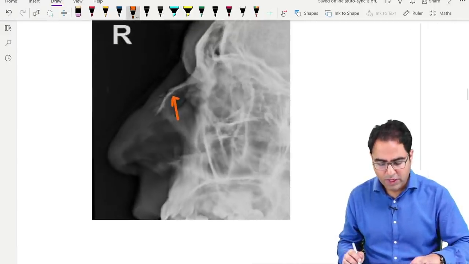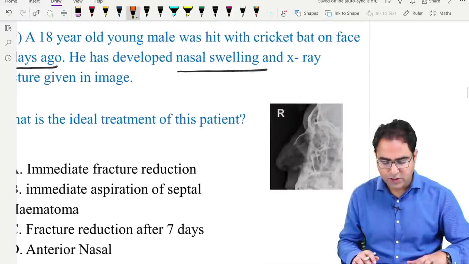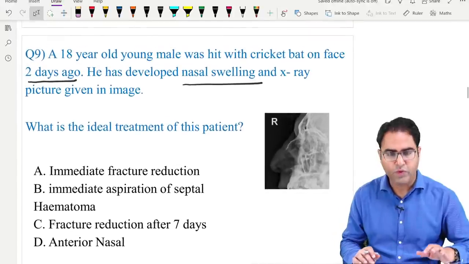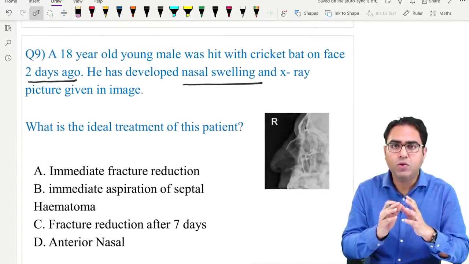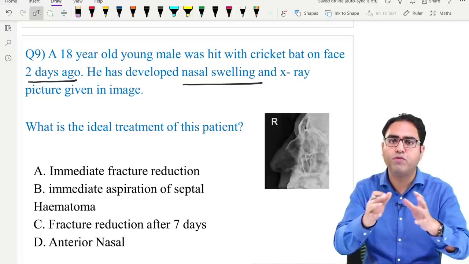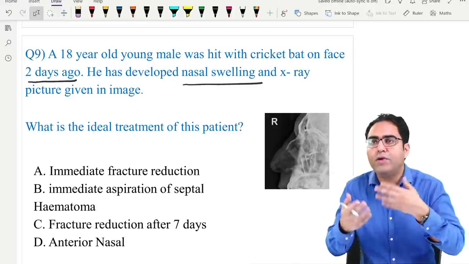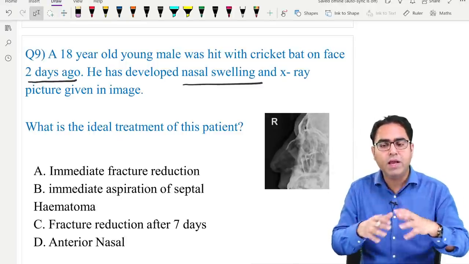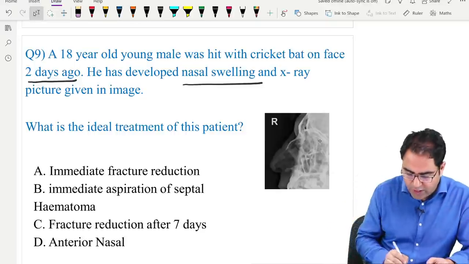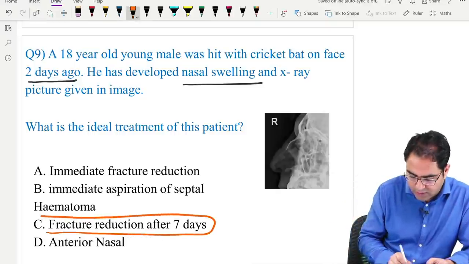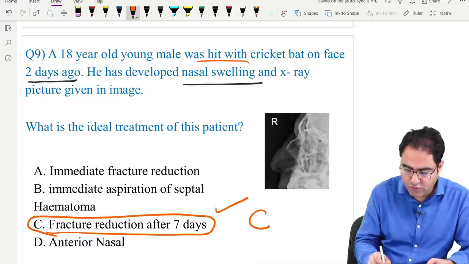Now, please understand. The nasal bone fracture question can come in two ways. If it is a fresh fracture, then you do immediate fracture reduction before edema starts. If it's an old fracture, a 2-day-old fracture, and swelling is already mentioned, then you change the answer to wait for 7 days and then do the fracture reduction. Fracture reduction after 7 days is the answer. Why? Because swelling is there.